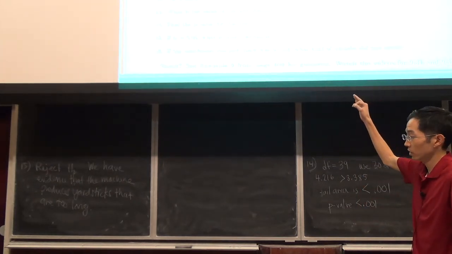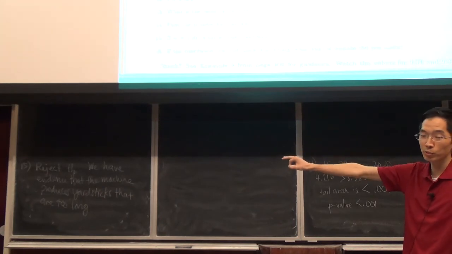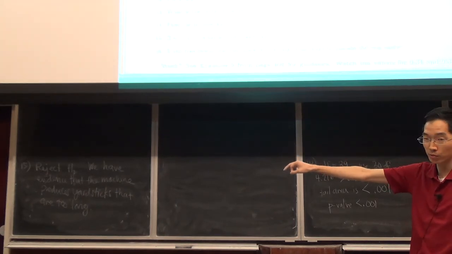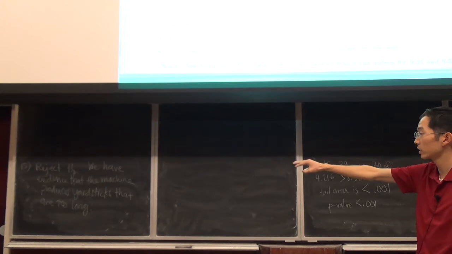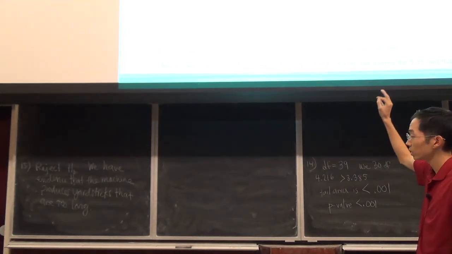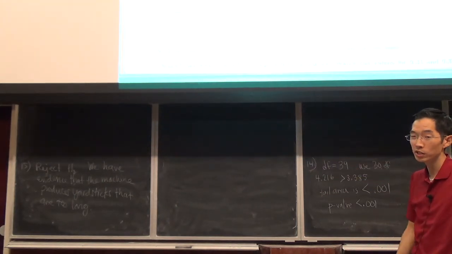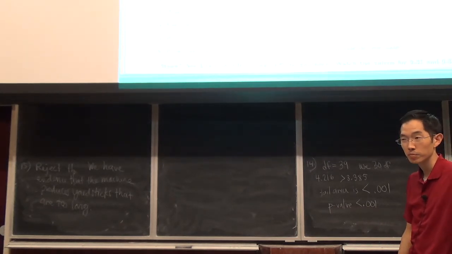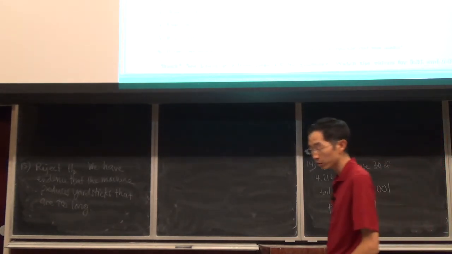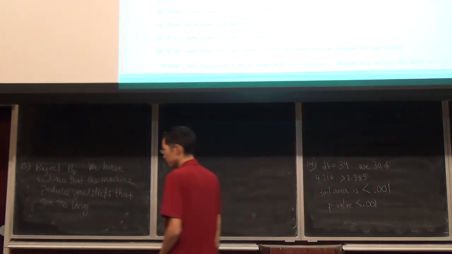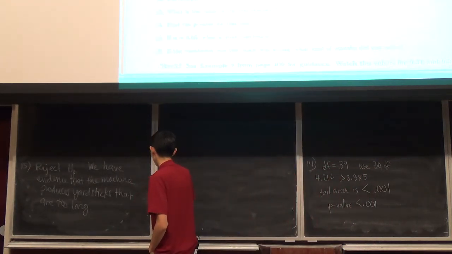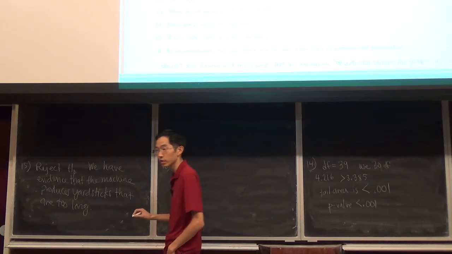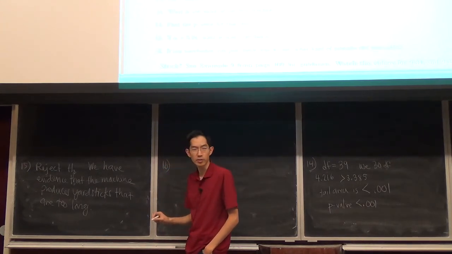So number 16. If the conclusion we made in number 15, which was to reject the null hypothesis, is wrong, what kind of mistake did we make? Is that a type 1 error or a type 2 error? This is a type 1 error.